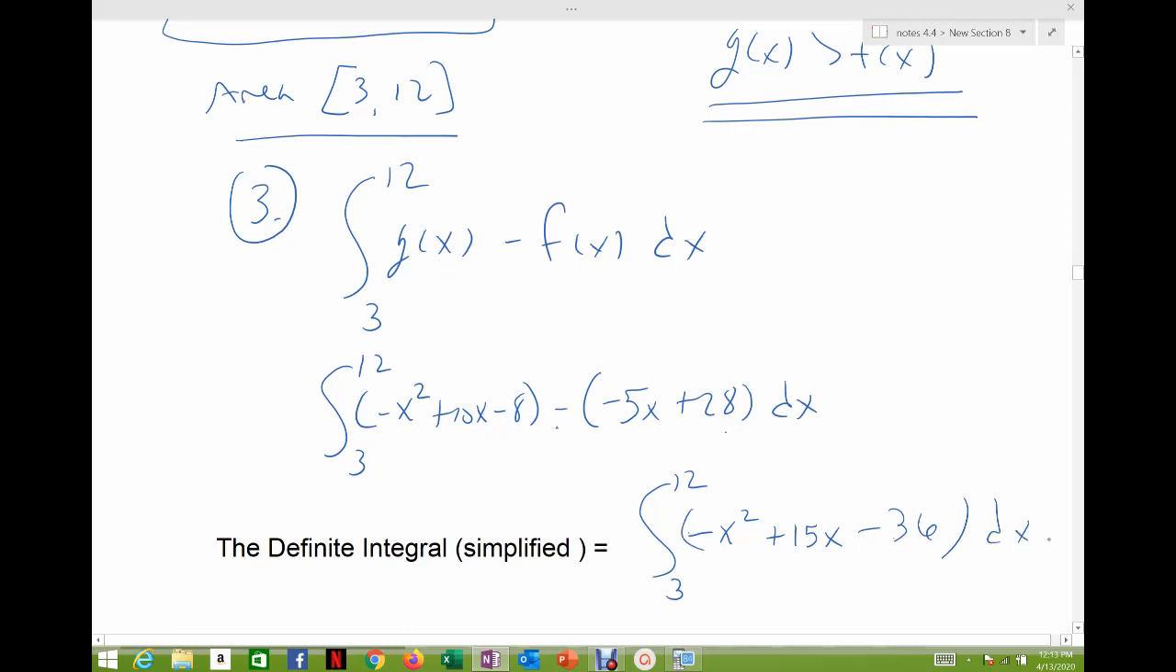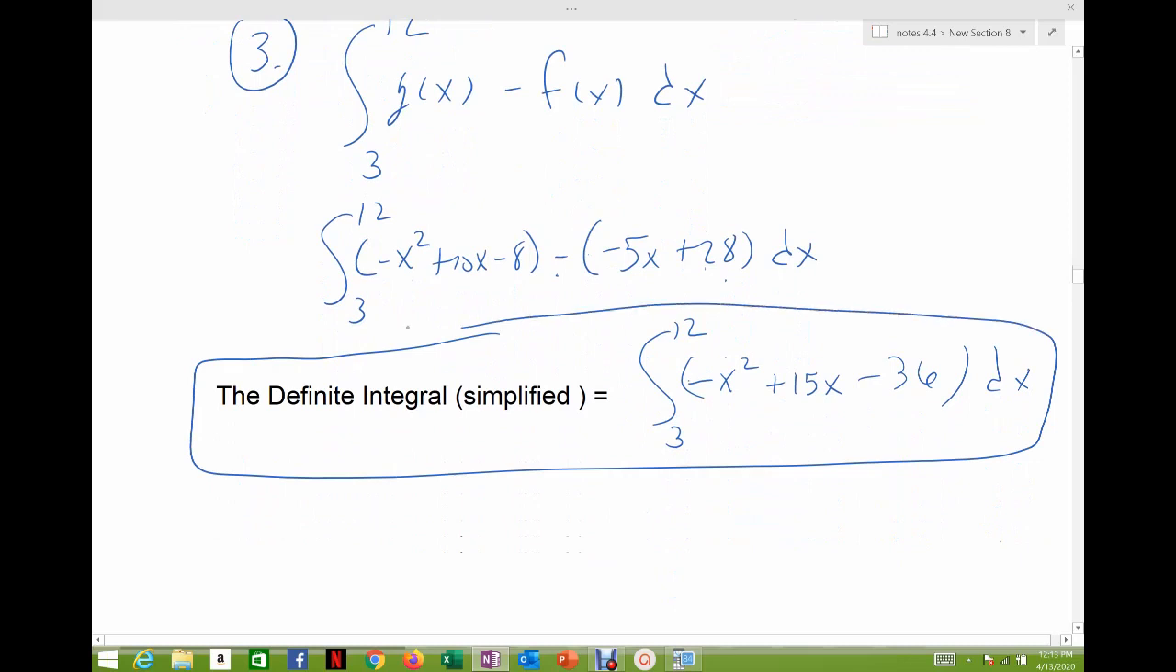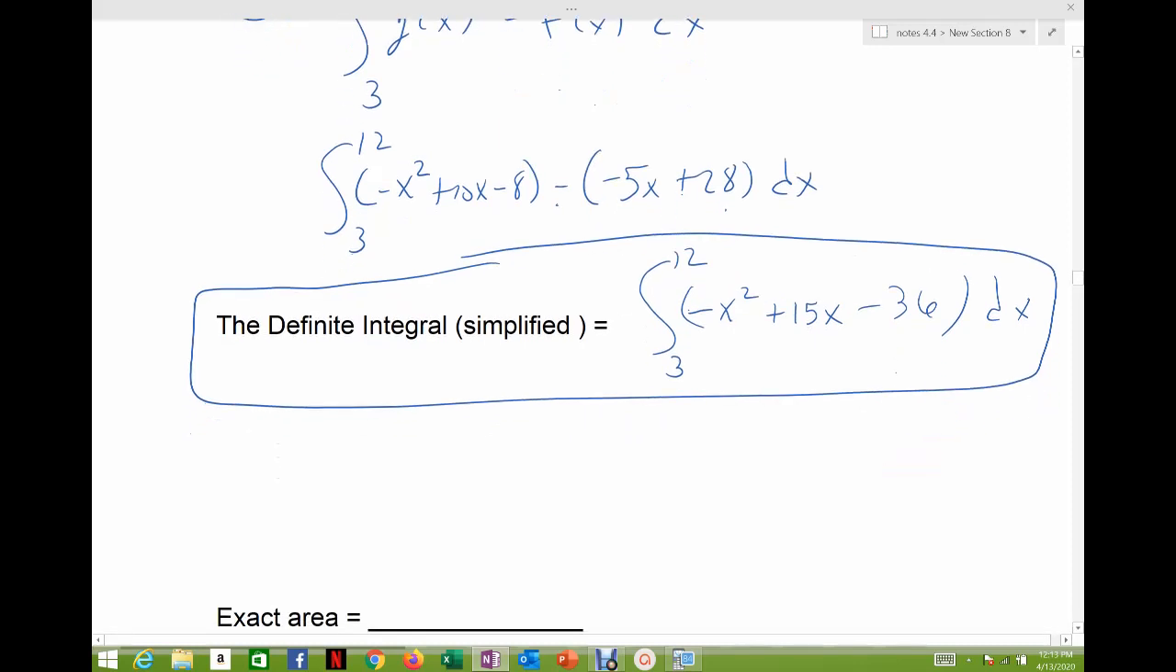And there is, again, what I want to see: the definite integral simplified correctly, where you've subtracted correctly, and that will give me my area. And then you find the area, and like I said, I'm going to do this by hand, because I asked you to do it by hand.